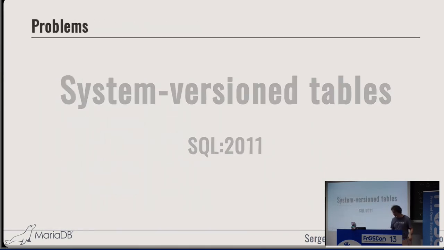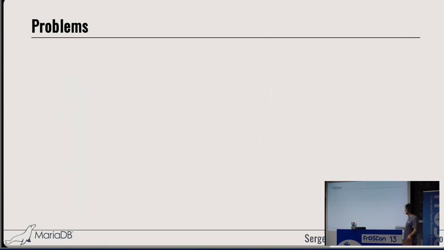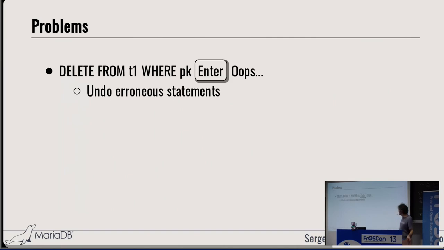So system versioned tables, what are they? First, I'll describe three different problems that can be solved with system versioned tables. I don't know if that ever happened to you. It does happen to me, not in a SQL prompt, but in messengers, for example. But whether it happens to you or not, there's a real use case for undoing incorrect SQL commands when you mistakenly updated something or deleted something you really didn't want to.